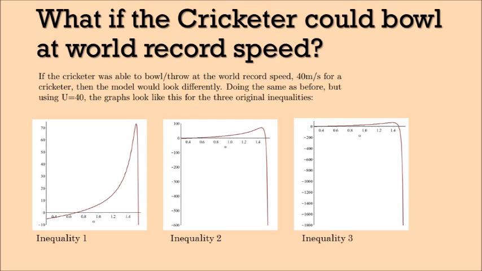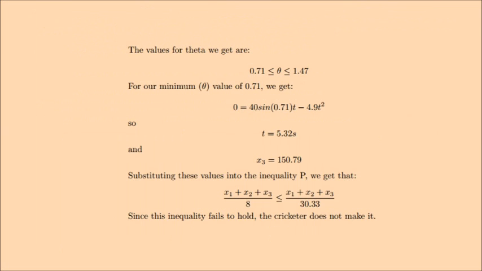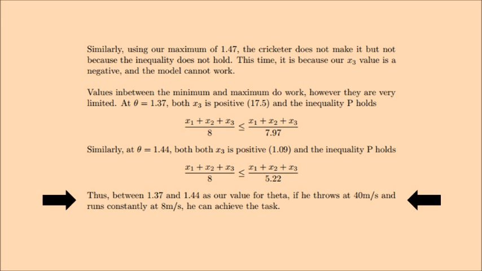As you can see, we've used the same concept as before with the 3 graphs, and these graphs show our possible theta values where the ball will make it. Again, using the same concept as before, we found a range of theta values, and for our minimum theta value of 0.71, the time and the x3 value both held, but the inequality p did not. Our maximum value of 1.47 does not make it either, but not for the same reasons. This time, our inequality p does hold, but it's the x3 value that's the problem, as the x3 value becomes negative, suggesting that the ball will not surpass the house.